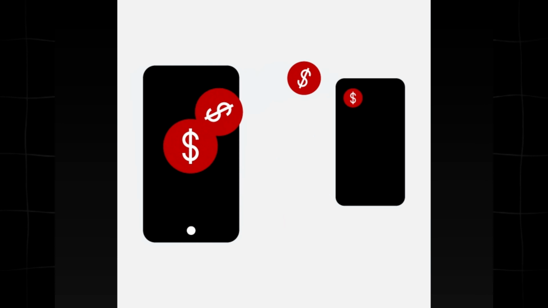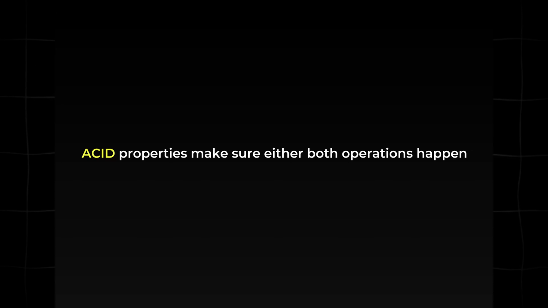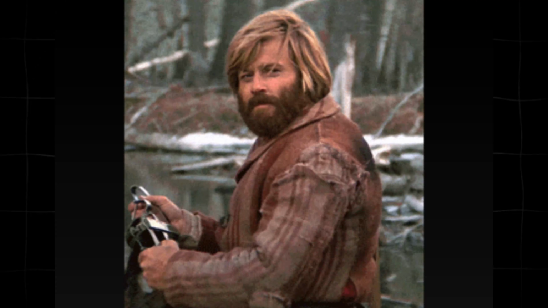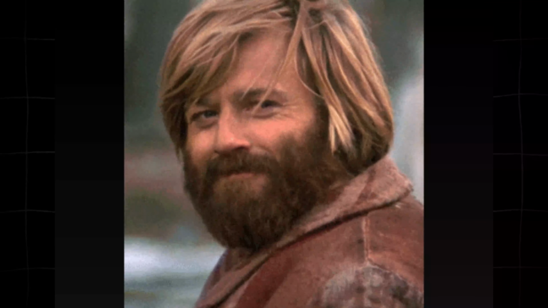Transactions and ACID. Say you're transferring money. You debit one account and credit another. What if the system crashes in between? Without transactions, someone just lost money into the void. ACID properties make sure either both operations happen or neither does. Atomicity, consistency, isolation, durability. Tattoo it somewhere. This is why your bank still runs software from 1987 and somehow it works fine.